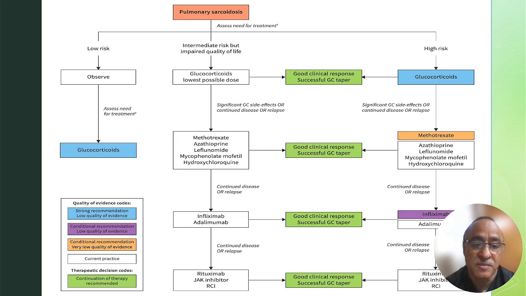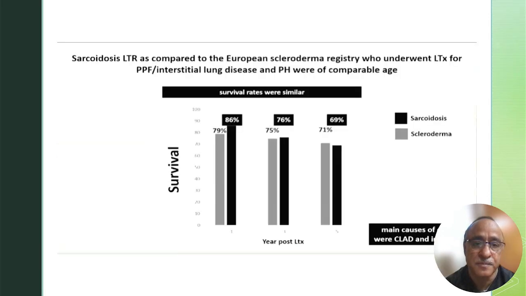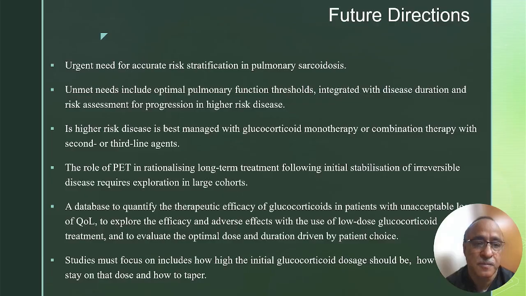We can use infliximab, adalimumab, rituximab, JAK inhibitors, or repository corticotropin injection. And a similar schema is followed in high-risk patients. Every time we look for significant glucocorticoid effects, continued disease, or relapse, and take a decision as to whether to continue therapy or try to taper the GC. Many times we need to send these patients for lung transplantation, and the survival has been studied. It is similar to that of patients with sickle cell.